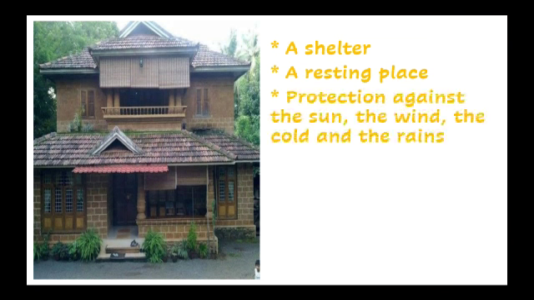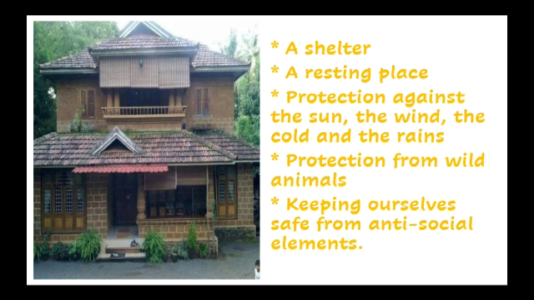We have seen so many different types of houses, examples of houses, right? So we saw different types of houses in the picture. Their main use can be listed as follows. Why there is a need for us for a house is as follows. We need a house as a shelter, a resting place where one can come and rest yourself, protecting against the sun, the wind, the cloud and the rains, protecting from wild animals, keeping ourselves safe from antisocial elements.